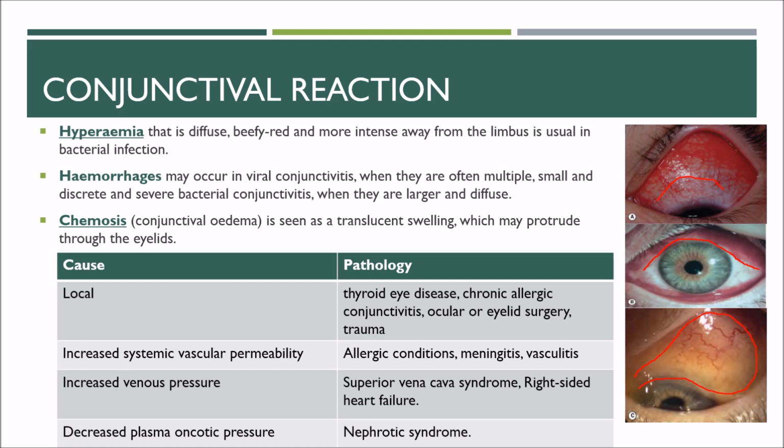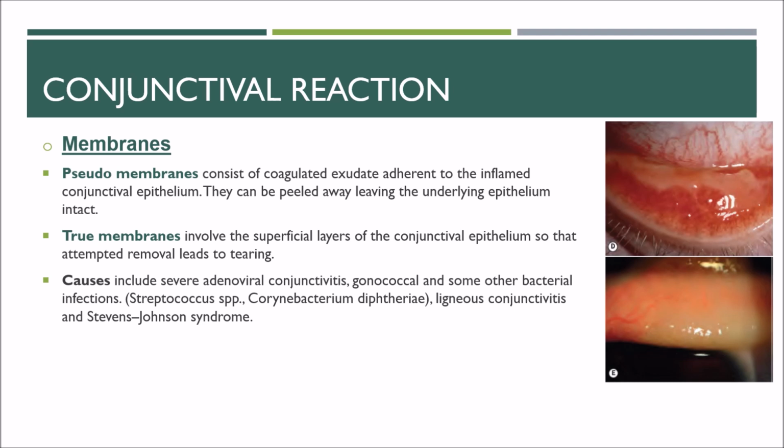Next, we'll be discussing membranes, which is another conjunctival reaction. Now, pseudomembranes consist of coagulated exudate adherent to inflamed conjunctival epithelium, as it is shown here in this figure. These can be peeled away, leaving the underlying epithelium intact, as opposed to a true membrane, which involves the superficial layers of the conjunctival epithelium, so that attempted removal leads to tearing.